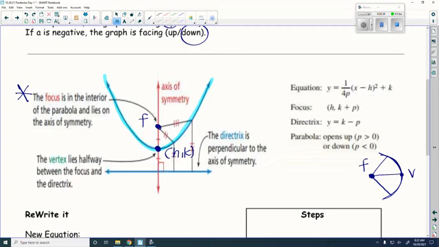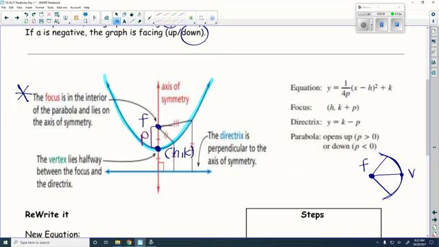All right. The distance between the focus and the vertex, this right here, is called P. Your distance is P. Are there a lot of things to remember? Not really. Mostly it's P and your focus.